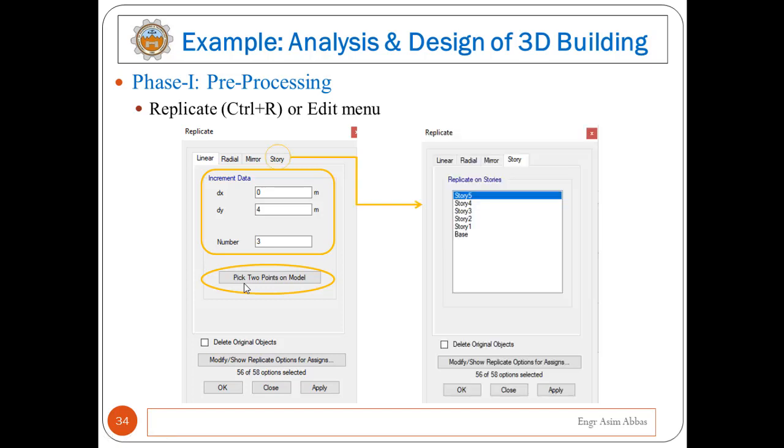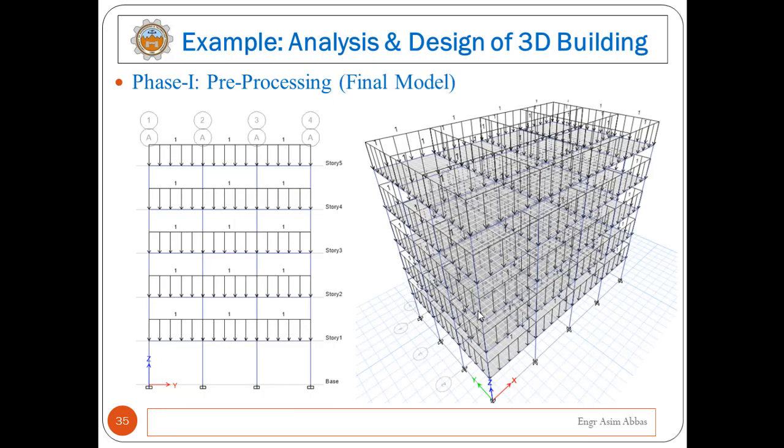When I choose the story option, so I can select all the story where I want to replicate the particular elements, right. So in our case I will select all the story till story 2, and then click on OK. So the first story element will be replicated up to story 5. Okay, this is the final model of the example.